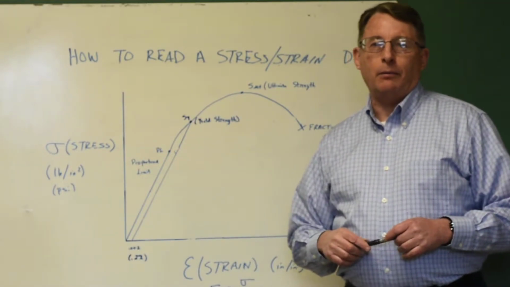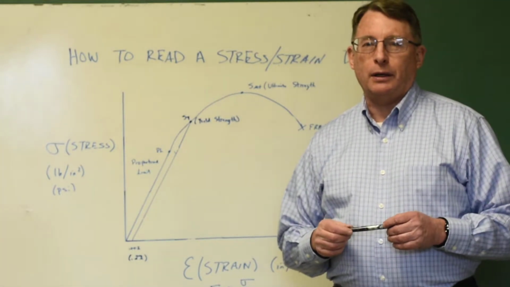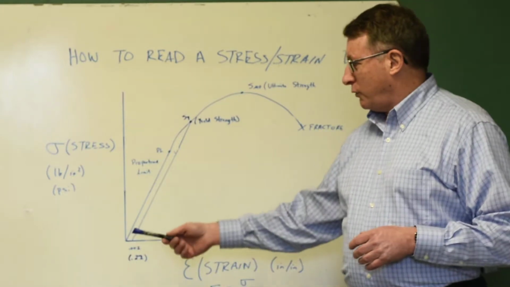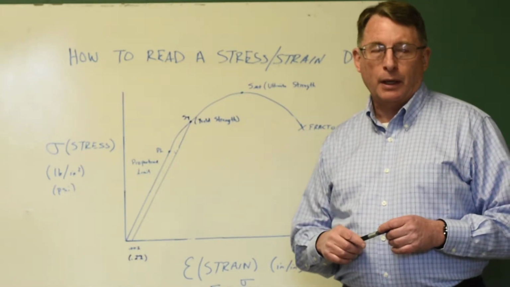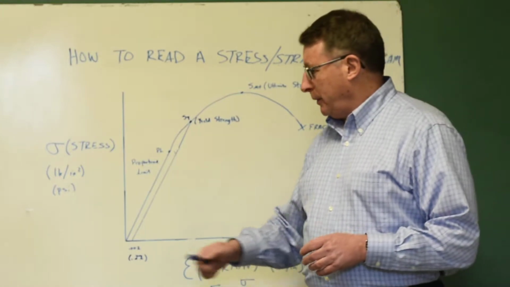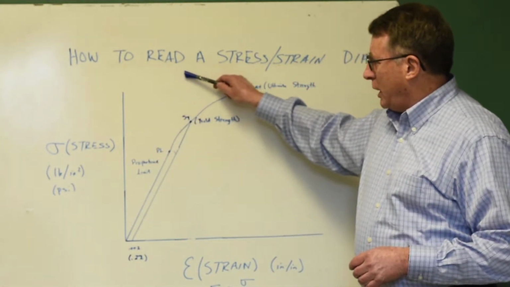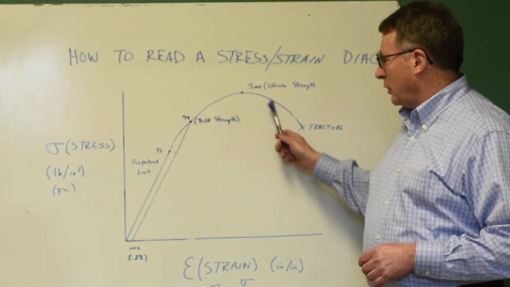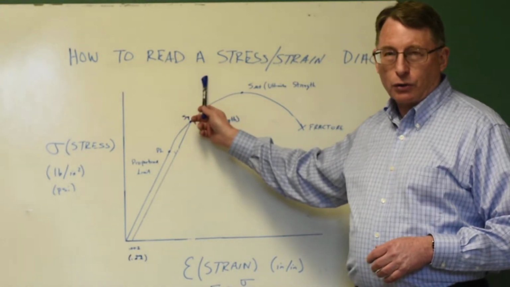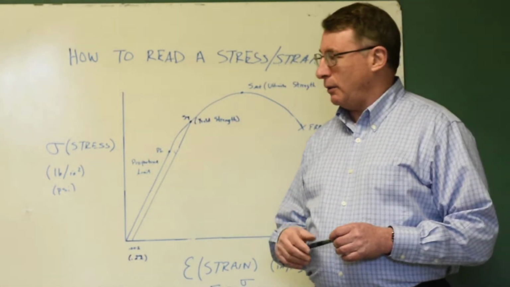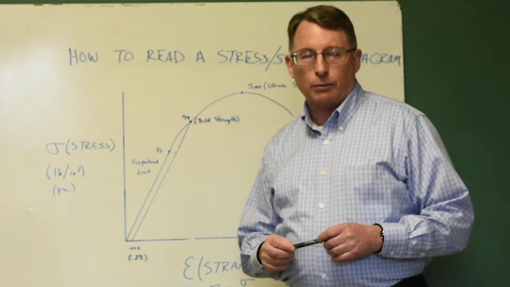Now, those that might be familiar with a stress-strain diagram might see that this is for a ductile material. If we were talking about a brittle material, this curve would be much straighter, and the difference between what I'm sure is ultimate strength and break strength would be much closer. But again, we're going to be talking about a ductile material.